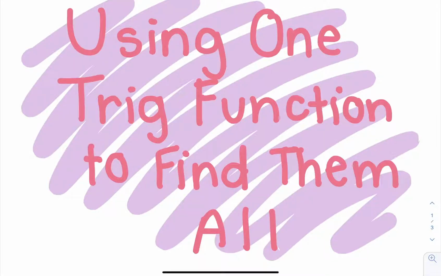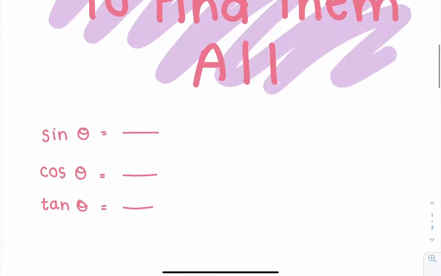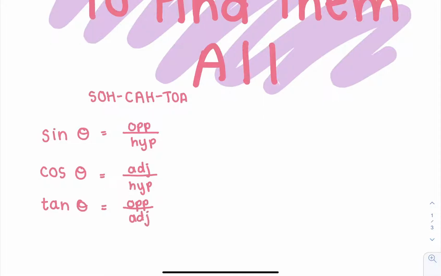Today we're going to learn how to use one trig function to find them all. So remember, we know our little device for remembering sine, cosine, and tangent as SOHCAHTOA. Sine is opposite over hypotenuse, cosine is adjacent over hypotenuse, and tangent is opposite over adjacent. We also have three other trig functions.